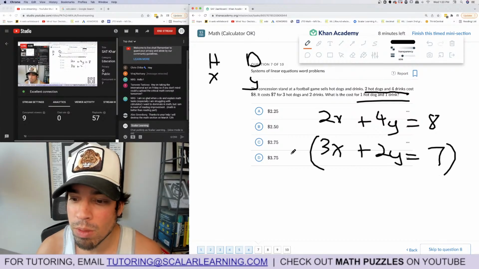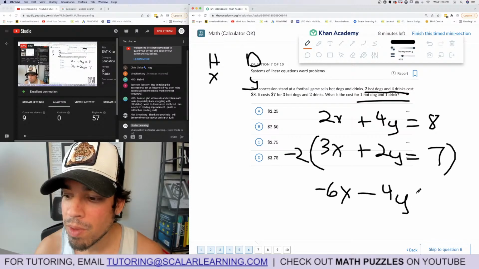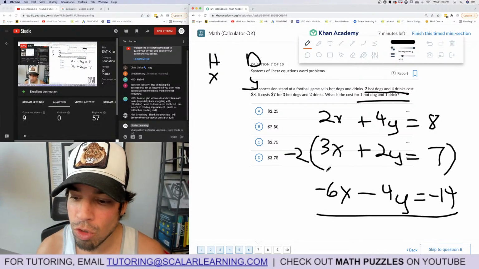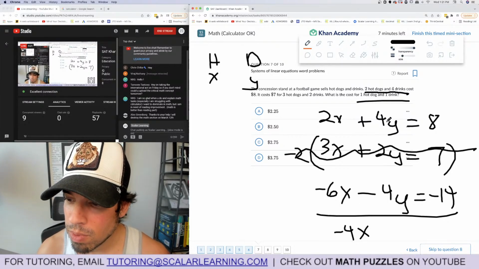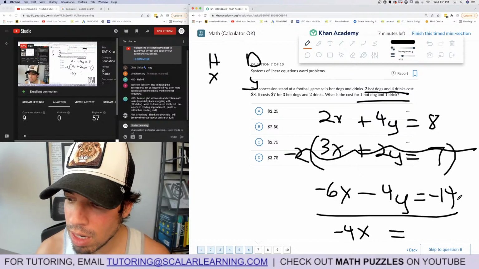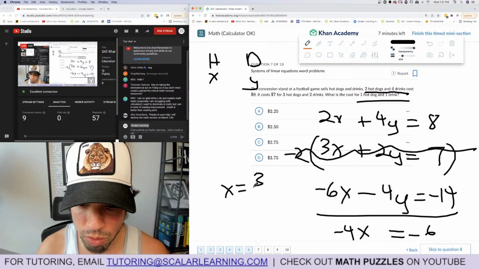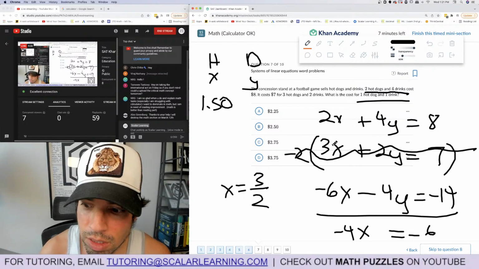I'm going to multiply the bottom one by negative 2, and I get negative 6x minus 4y equals negative 14. So I'm going to add this with this. So 2 plus negative 6x is negative 4x. So I'm kind of ignoring this. That adds to that, which is 0. And then negative 14 plus 8 is negative 6. And then we divide both sides by negative 4. X equals 6/4, which is 3 halves, which is $1.50. So a hot dog is $1.50.